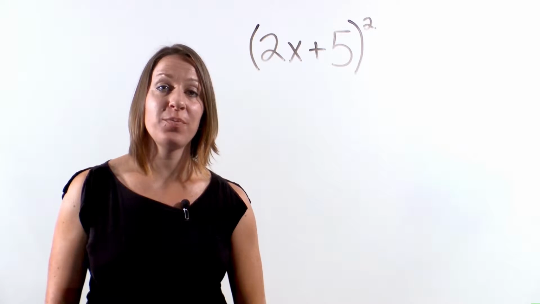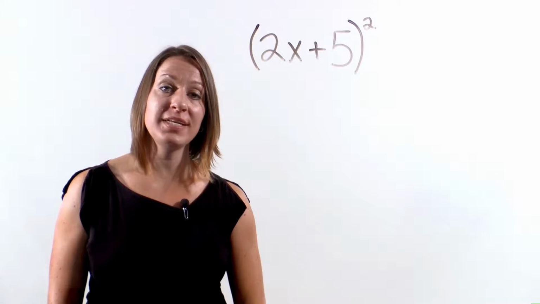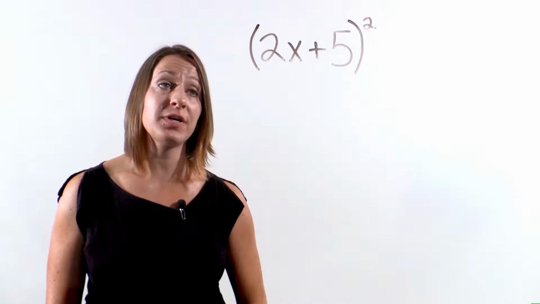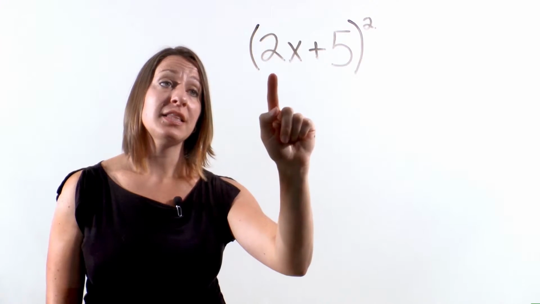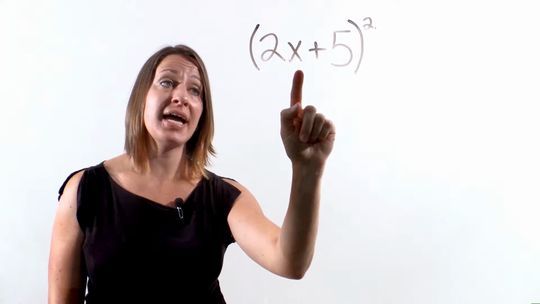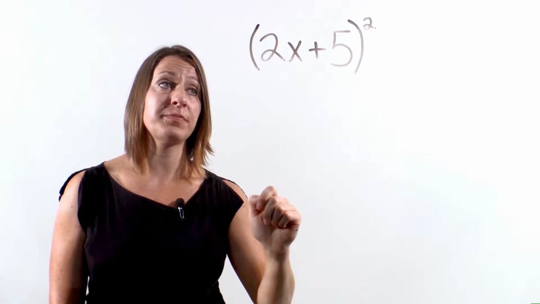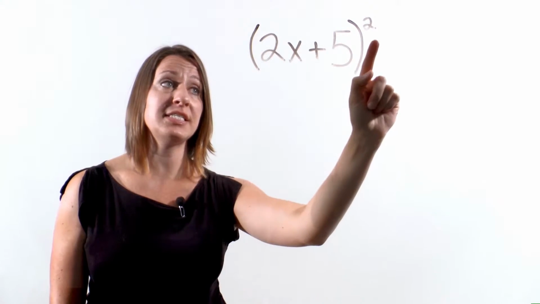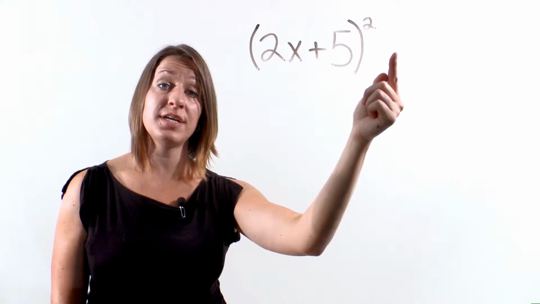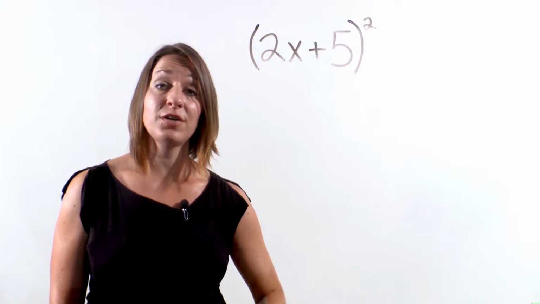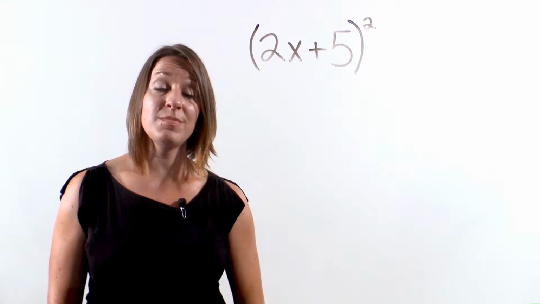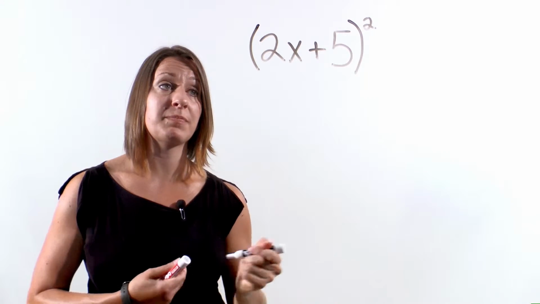Take a look at this final problem. Occasionally you may see a problem in your textbook that looks something like this. The binomial 2x plus 5 quantity squared. This is when you have the set of parentheses and the exponent is on the outside of the parentheses. This may look confusing at first, but let me show you what this actually means.